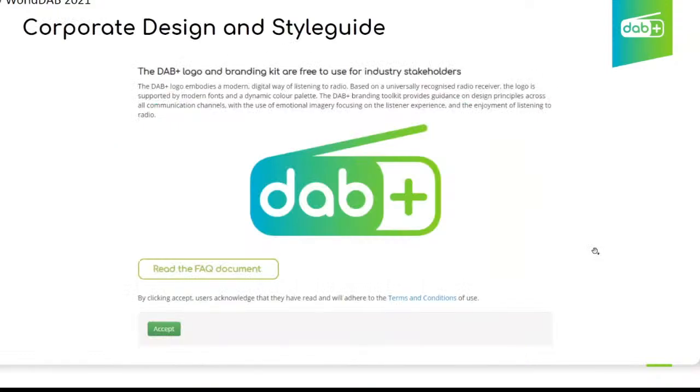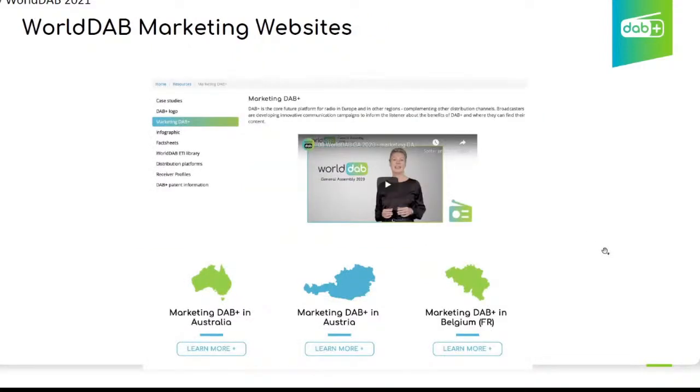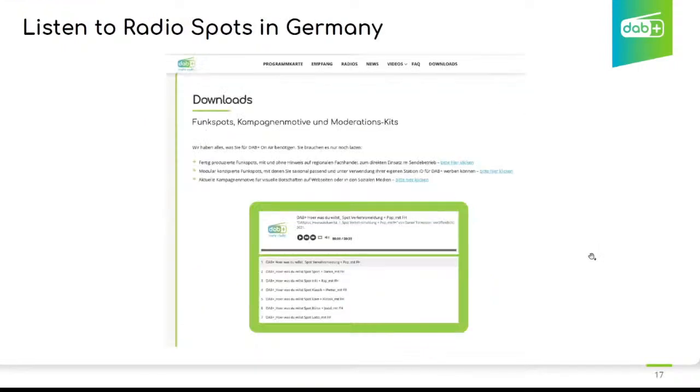At the World DAB website, you can easily download the marketing toolkit. This is how it looks like. And of course, there's more detailed information on the World DAB marketing website, how marketing is being done in countries. At the German website, because we are radio people, you can even download radio spots, and we just updated them yesterday. If you are interested in listening to the latest radio spots, you can go to our website and download the latest spots from yesterday.